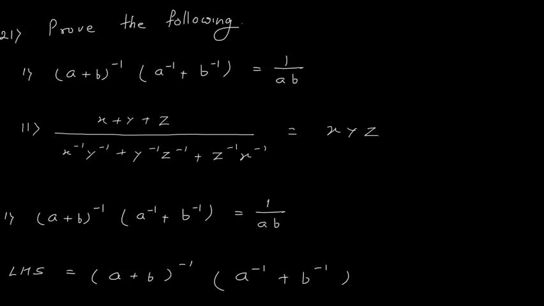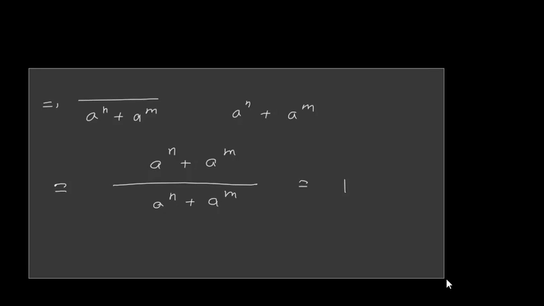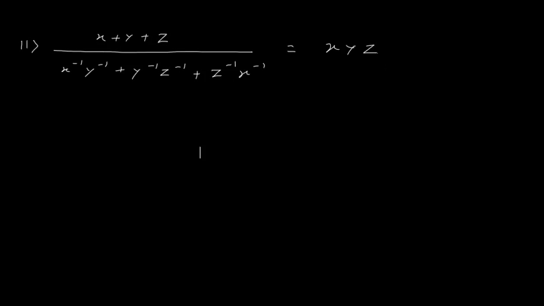Okay, this second question is x plus y plus z upon x power minus 1, y power minus 1 plus y power minus 1, z power minus 1 plus z power minus 1, x power minus 1 is equal to xyz. Okay, so let us prove this. Now LHS, it is simple. You use the property which you know for exponents and definitely you will get the answer.